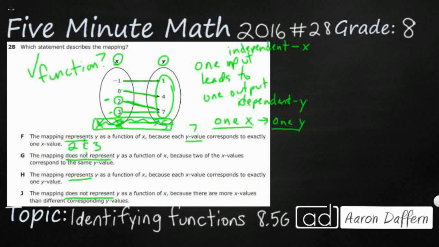So that's incorrect. And on this mapping, if I wanted to show that 2 and 5, maybe I would draw an extra arrow like this to show how this would not be a function. If I drew 2 different arrows off of 2, that's another way to show that non-function. So let's look at h. The mapping represents y as a function of x because each x value corresponds to exactly one y value. There we go. 1 x leads to 1 y. That's exactly what we said. So our answer here is H.